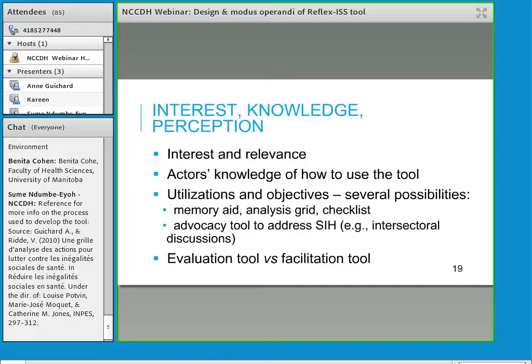Depending on their role, areas of responsibilities, and level of awareness about equities in health, participants identified a number of uses and objectives for the tools: a memory aid, an analysis grid, a checklist, or a tool for advocacy to address social inequalities in health.